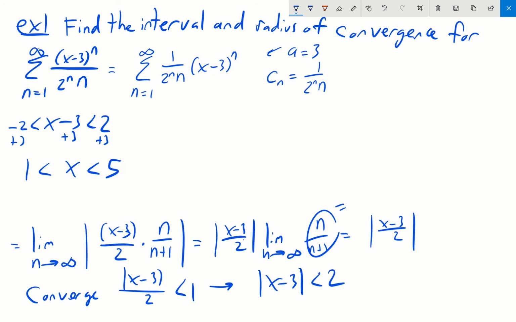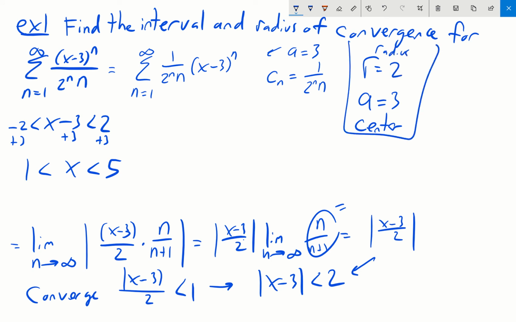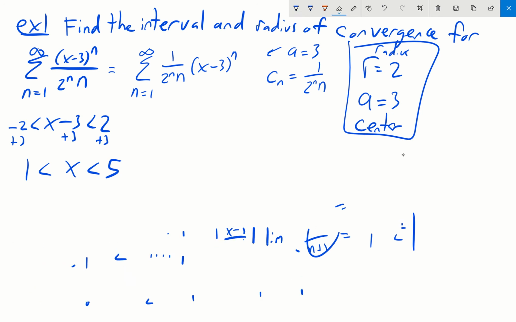So a couple different things. First of all, the interval, we're not quite sure yet, but we know that the radius, looking over here, we know that it's centered at 3. So that's our center, and our radius of convergence is going to be equal to 2. It still remains to check what happens at each of these two endpoints.